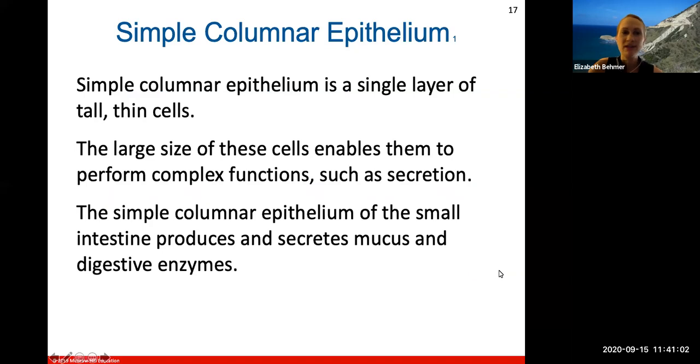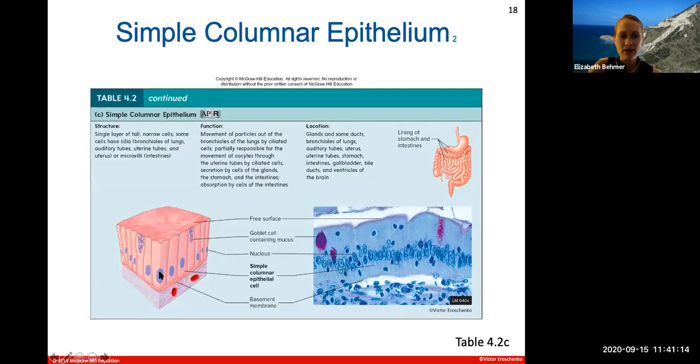Simple columnar is a single layer of column-shaped cells. You'll find these in your intestines because they secrete mucus and other digestive enzymes. So these are simple columnar cells. They're really tall. The nucleus is usually at the bottom and more oval-shaped. You'll see other goblet cells which will contain mucus that will be secreted, and we'll find this type of epithelium in your intestines.